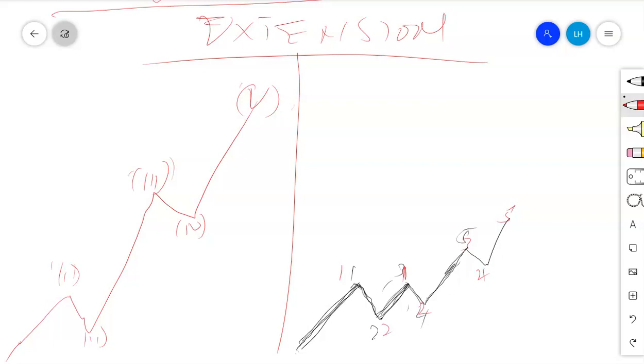Now this is an extension within the third wave. It is easy to put it as an extension within the third wave. So this 5 will be the fifth wave of the internal structure of the third wave. The whole move from wave number 2, this 1, 2, 3, 4, 5, all of these will be counted as the third wave. So here, in a lower degree, this will be number 5.